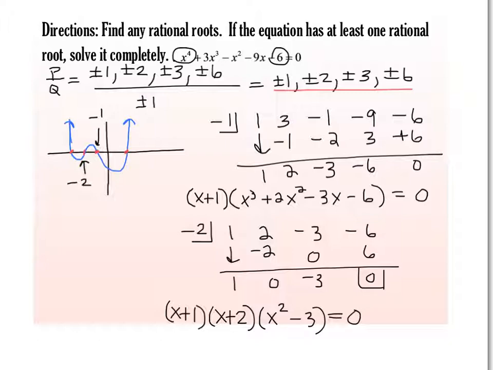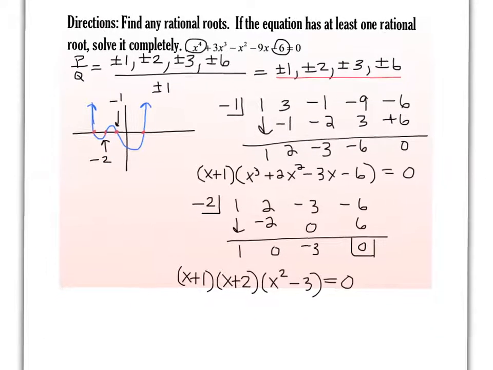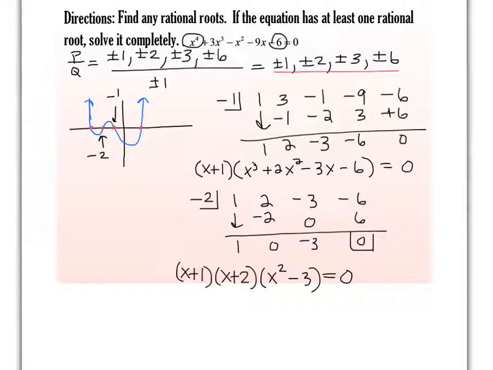Now we can solve this by just setting all 3 terms equal to 0. I'm going to move it up a little. So if I set x plus 1 equal to 0, we know we get -1. That was one of the roots we tested. If I set x plus 2 equal to 0, we know we get -2. That was another root. Now to get our last root, we'll set x squared minus 3 equal to 0.